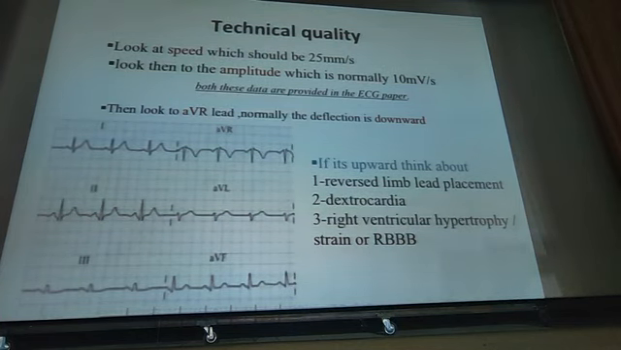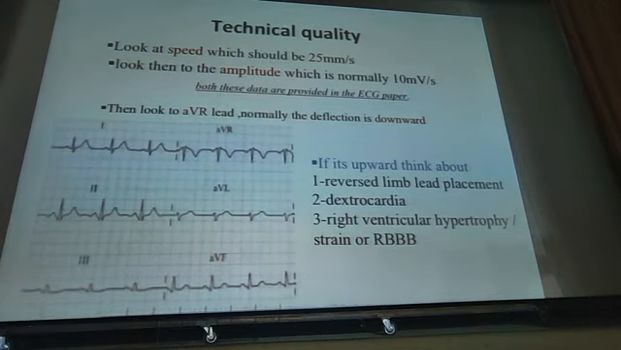If the aVR is upright, it means that the lead placement is incorrect. So the lead placement is incorrect, you have to check. However, in dextrocardia, when the heart is on the right side, this also gives you upward waves in the aVR, not inverted.